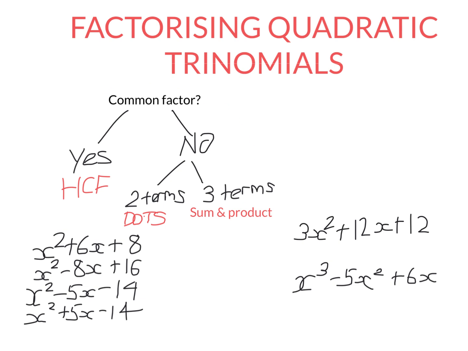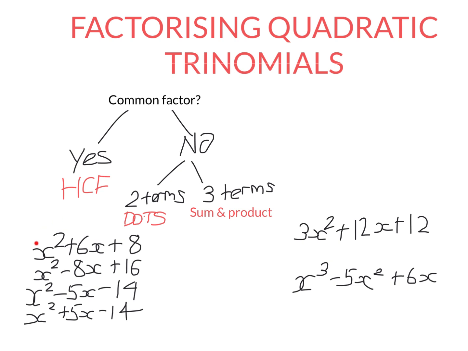So this is like our decision tree for which method of factorising you use. Whenever you have a quadratic, always try first to use highest common factor. Always ask yourself, is there a common factor? If yes, use highest common factor. If there's no common factor, we have 2 methods. Difference of 2 squares, we use that when it's a binomial, when there's only 2 terms. We learnt that in a previous video. But for 3 terms, if there's no common factor, you use the sum and product rule.